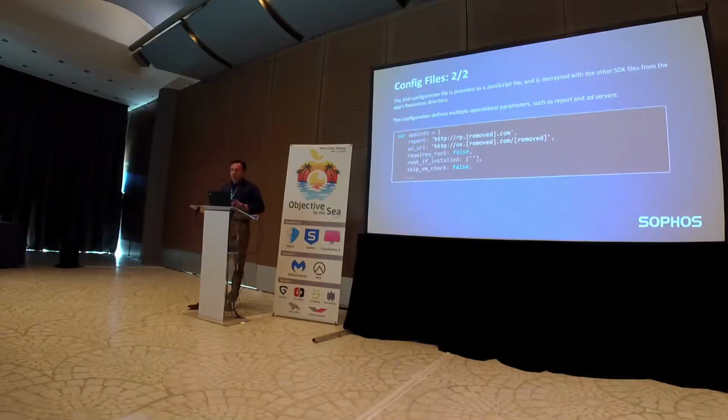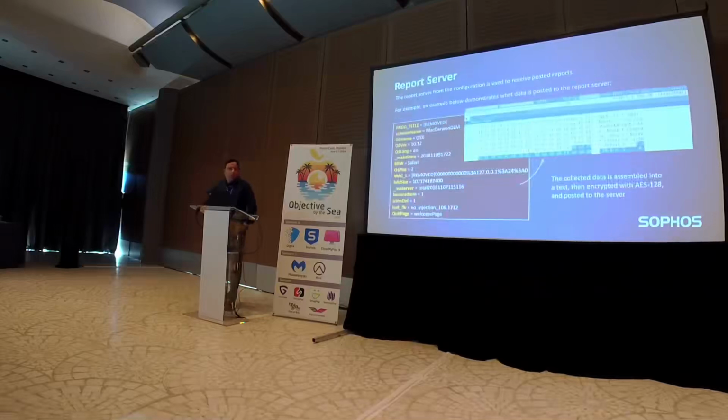And the second configuration file is provided in the form of a JavaScript file. So it's decrypted along with other SDK files. And in that file, have a look at two important fields here: the remote report server and the remote add URL. Report is where it's sending the data. And this is an example of where it sends this data to. That's what the data is about.